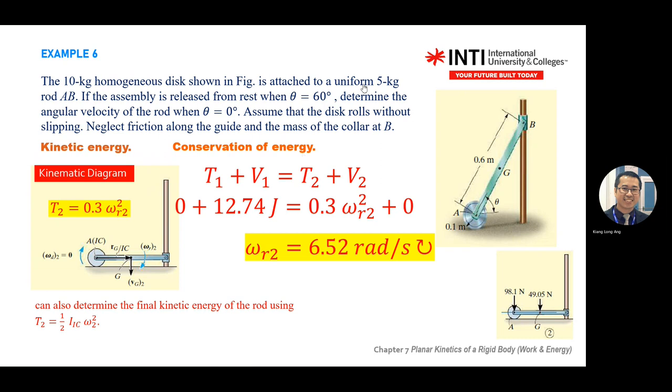The particle and rigid body. Actually, it's the same.